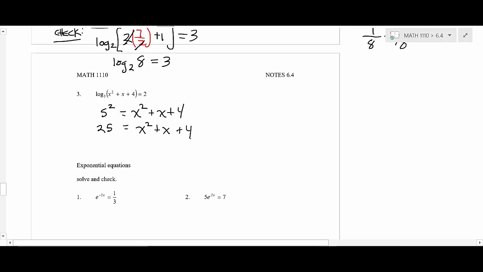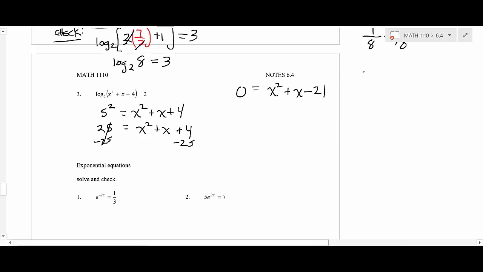What do I need to do next? One side needs to be what? 0. Good. Okay, so you got to remember things we learned a long time ago. So you need to do that. So now you get 0 is equal to x squared plus x minus 21. Okay, now you're either going to factor it or you're going to go to the quadratic formula. This one looks like a quadratic formula one, which is too bad, but let's deal with it.